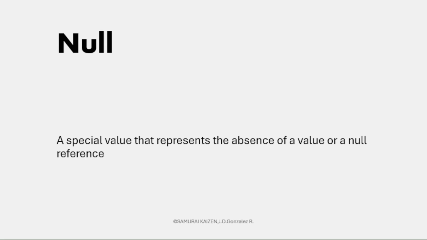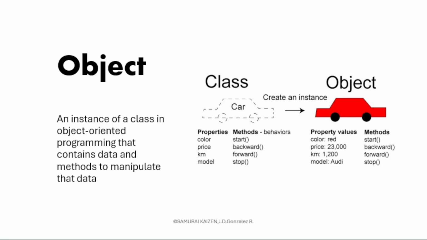Null. A special value that represents the absence of a value or a null reference. Object. Objeto. An instance of a class in object-oriented programming that contains data and methods to manipulate that data.